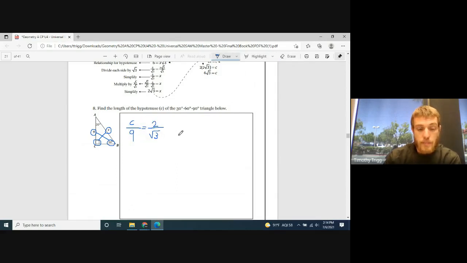So C times the square root of 3, that's C square root of 3, equals, and then 9 times 2 is 18. To get C by itself, what we would do is divide by the square root of 3, both sides. So that gives us that C is 18 over square root of 3. But again, remember, we don't like square roots in the denominator, so we're going to multiply by square root of 3 on top and on bottom.